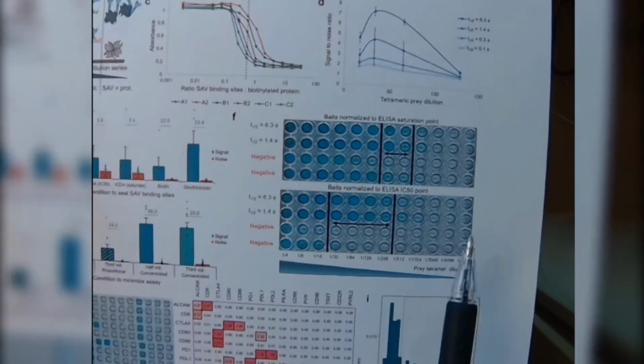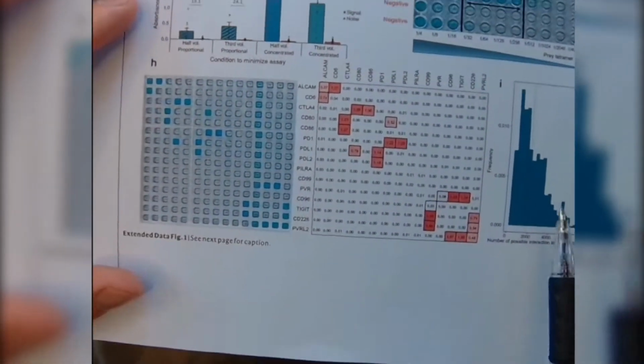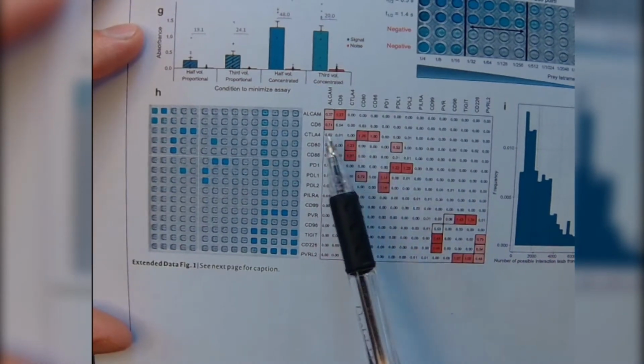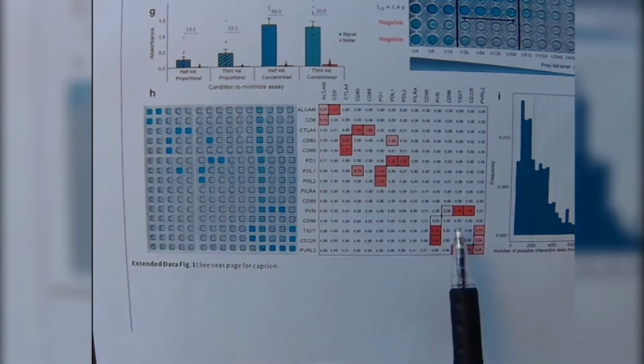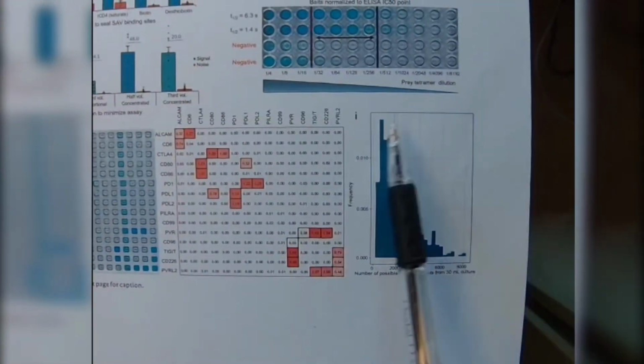So you can see here they did some optimization of their assay, and then as a proof of concept, they said, CD80, for example, binds with CTLA4, so that correlates to this point on this screen, so they can tell what the interaction strength is between all of these proteins, and then they mapped it here.